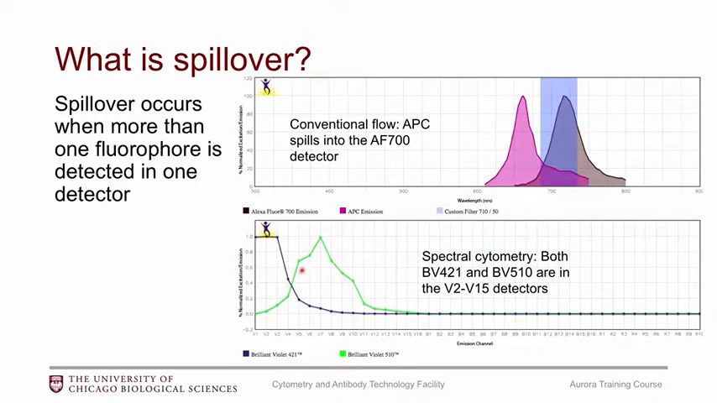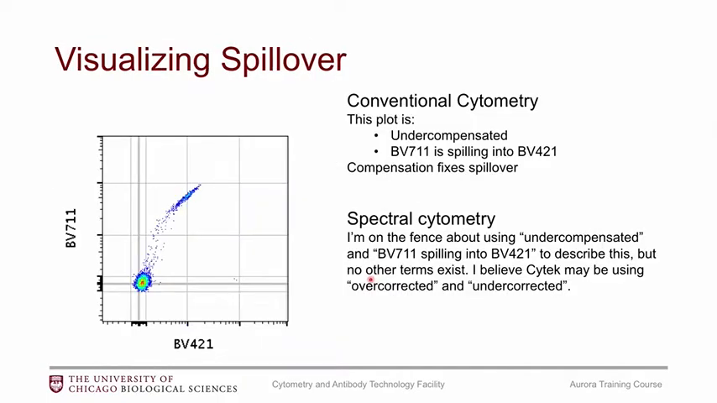Pretty straightforward. With spectral cytometry, it gets a little more complicated because we do have so many more detectors, and there are obviously quite a few detectors that have multiple fluorophores in them. This is only 2 colors, but you can imagine as you add colors, a lot of the detectors are going to have quite a few fluorophores in each detector. So we would visualize the spillover like this.